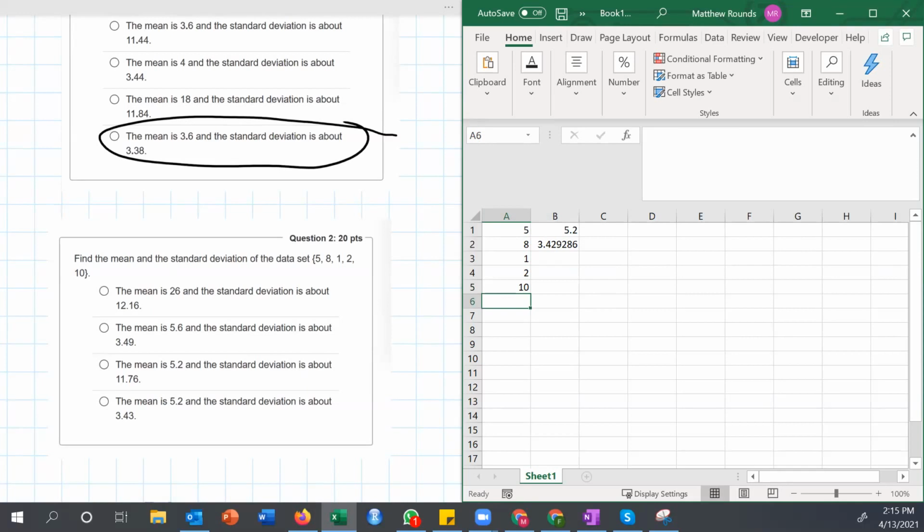I get 3.429. So what's the correct answer? So I get 5.2. Letter D. Because the first one's the average and the second one's the standard deviation.